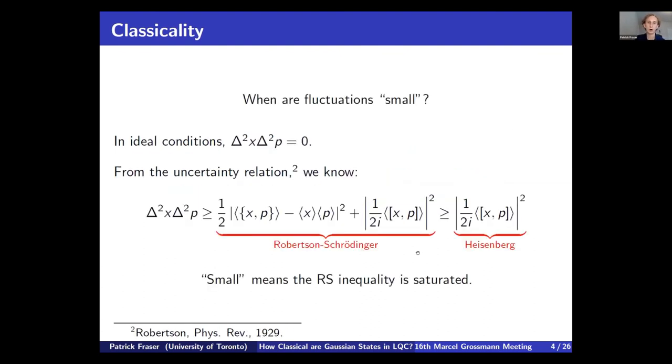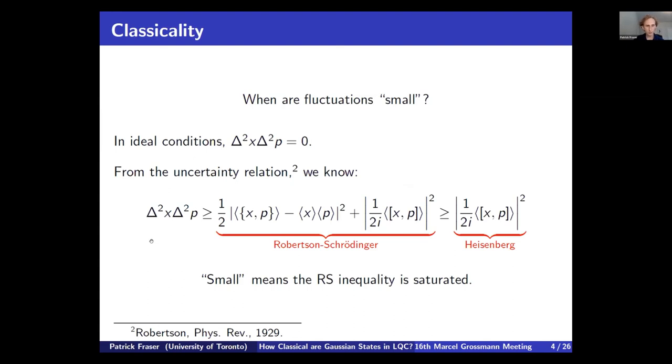Okay, when are fluctuations small? Ideally, this would mean that the joint fluctuations in the canonical observables vanish. This happens in classical mechanics: you've just got a single point on phase space. However, as we know from the uncertainty relation, there's always going to be a finite lower bound to these fluctuations whenever you have non-commuting canonical observables. I'm sure everyone's familiar with the Heisenberg relation. There's a more general version called the Robertson-Schrodinger inequality, which is a more generous lower bound, but conceptually the same thing as the Heisenberg relation.